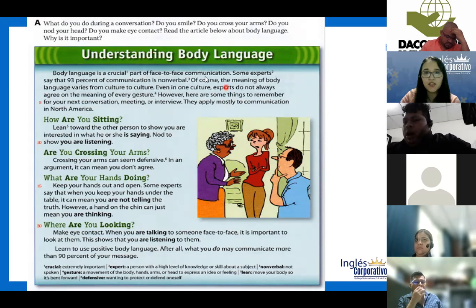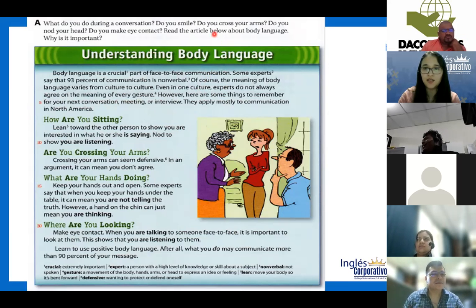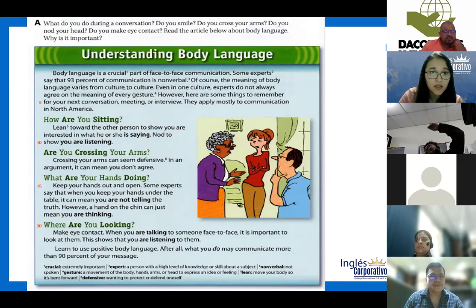So let's talk about the present continuous. What is a sentence in the present continuous here? Una oración en el presente continuo, Ellen Nilsson. Usando el present continuous, ¿cuál sería? There are a lot of examples. Hay muchos ejemplos. You are listening. Okay, where is that? In which number, Ellen Nilsson? The last part. Oh, you are listening, right?